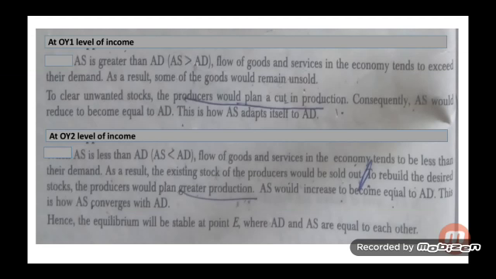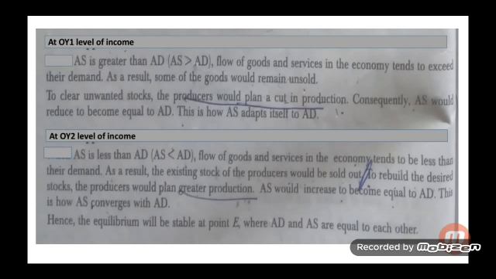Now at OY2 level of income, मैंने आपको ग्राफ पे दिखाया था, aggregate supply is less than aggregate demand. यहाँ पे सप्लाई कम है और डिमांड ज़्यादा है. Flow of goods and services in the economy tends to be less than their demand. It means सप्लाई कम है और डिमांड ज़्यादा है. As a result, the existing stock of the producers would be sold out. तो जो स्टॉक है वो पूरा सोल्ड आउट हो जाएगा.